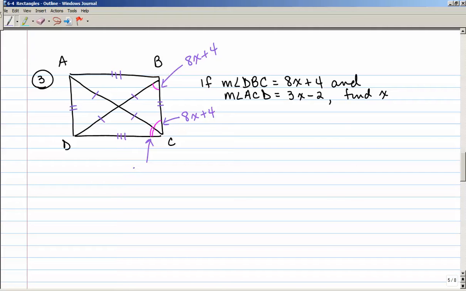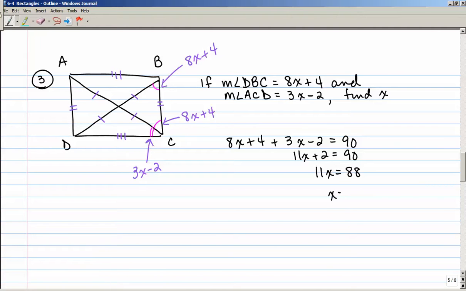and then this angle right here was 3x minus 2, and now I notice that these two angles make up angle BCD, which is a right angle, so those two have to add up to 90 degrees. So 8x plus 4 plus 3x minus 2 equals 90 degrees, or 11x plus 2 equals 90, 11x equals 88, and x equals 8.